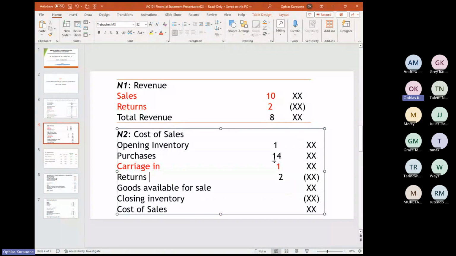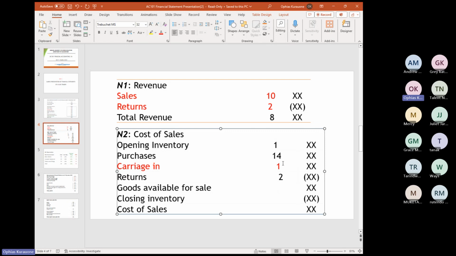Then you've got goods available for sale. So here the goods available for sale becomes 1 plus 14, 15, plus 1, minus 2. In accounting, this bracket means minus. So don't be afraid, or find yourself in a wrong position. We don't write a subtraction sign, it's the jargon of accounting. It means we are subtracting.